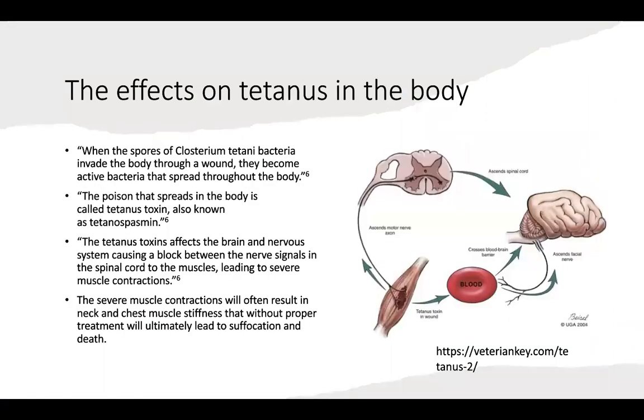So how does tetanus affect the body? When the spores of Clostridium tetani bacteria invade the body through a wound, they become active bacteria that spread throughout the body through the bloodstream. The poison that spreads in the body is called tetanus toxin, also known as tetanospasmin. The tetanus toxins affect the brain and the nervous system, causing a block between the nerve signals in the spinal cord to the muscles, leading to severe muscle contractions. These severe muscle contractions will often result in neck and chest muscle stiffness that, without proper treatment, will result in suffocation and lead to potential death.